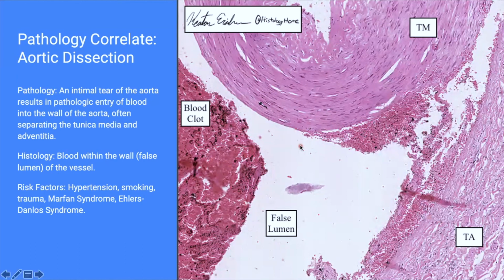And then risk factors, there's plenty of them. There's more than I listed here, but the main ones are hypertension, especially hypertensive emergencies, smoking, trauma is also associated with it, and then some inherited conditions like Marfan syndrome and Ehlers-Danlos syndrome.